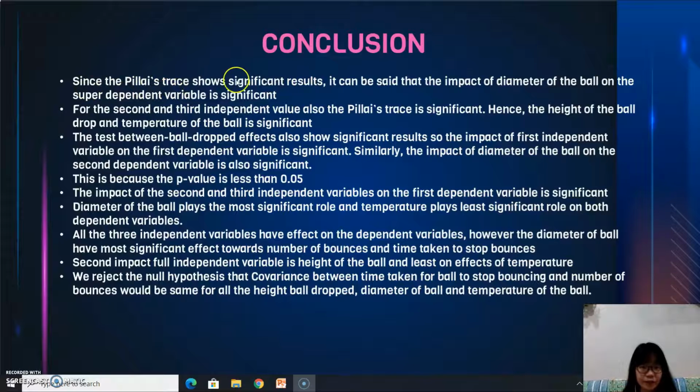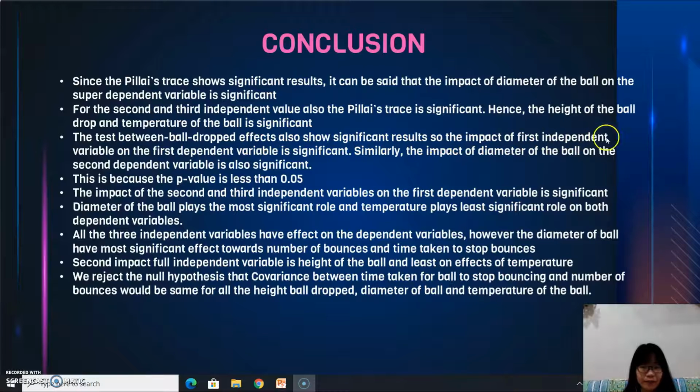Since the Pillai's trace shows significant results, it can be said that the impact of diameter of the ball, which is the first independent variable, on the dependent variables such as the time taken and number of bounces is significant. For the second and third independent variables, the Pillai's trace is also significant, hence the height of the ball drop and temperature of the ball. The test of between-subjects effects also shows significant results.